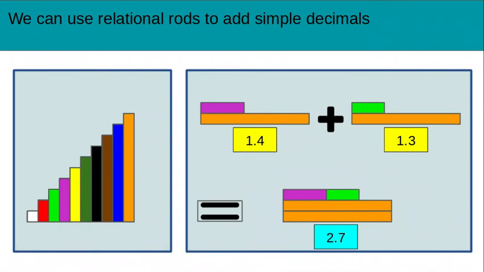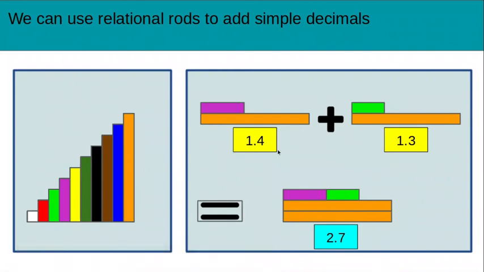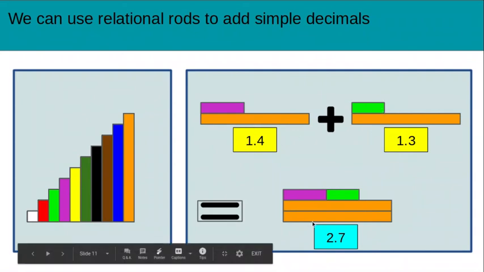So we can use relational rods to add simple decimals. And this slide you can duplicate. And all of these rods over here, courtesy of another teacher, are clones. So you can duplicate this and try your own. But here we show the orange rod representing 1. So this is 1 4/10 plus 1 3/10. Added together, the two orange rods make 2. And the 4/10 and 3/10 become 7/10. So that's a pretty simple one.